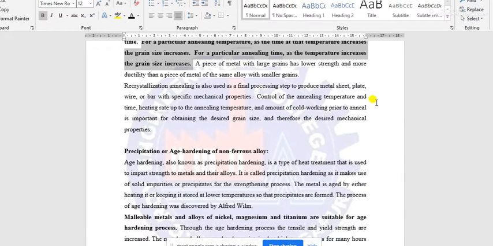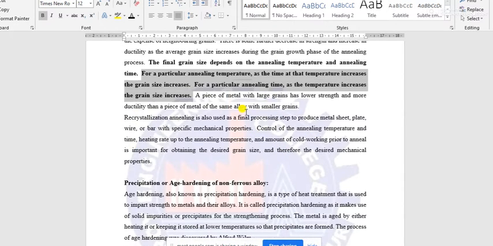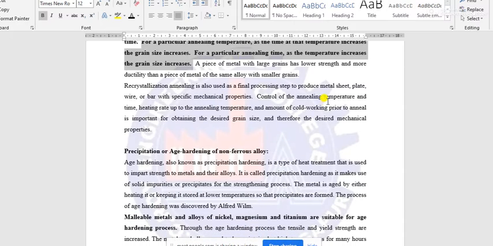Obviously, control of annealing temperature and time, as we have already discussed, are the two main parameters of recrystallization annealing. And heating rate and the amount of cold working prior to the annealing, that means how much cold worked the metal is, are the important factors to get the final result of grain size.